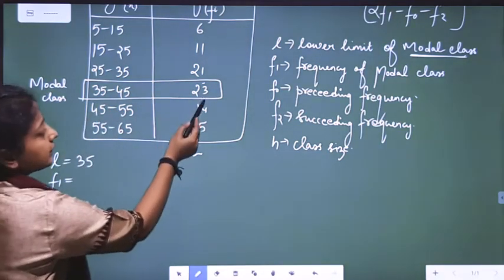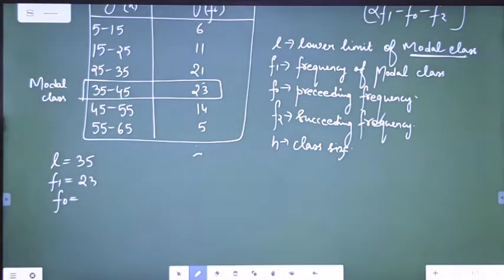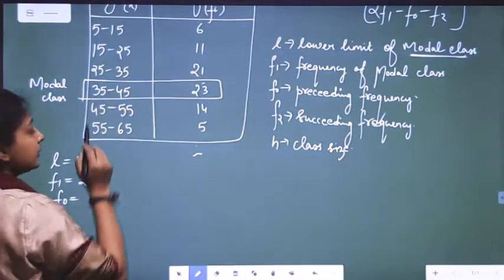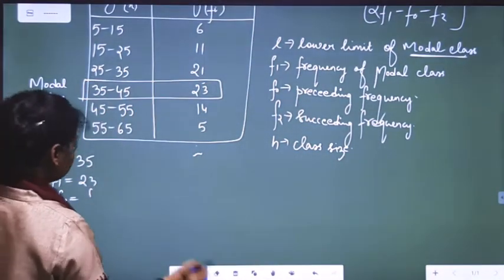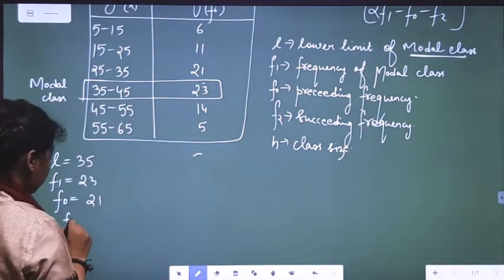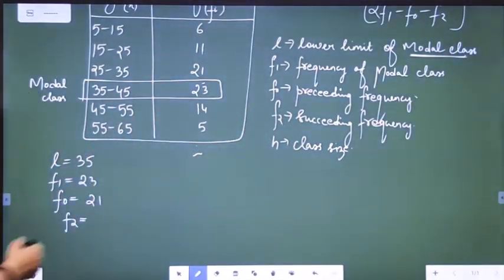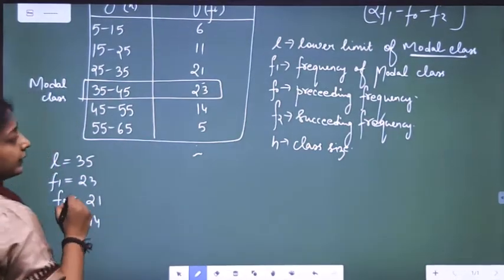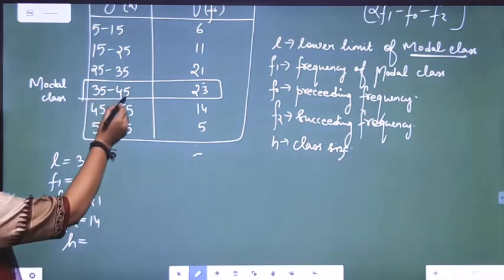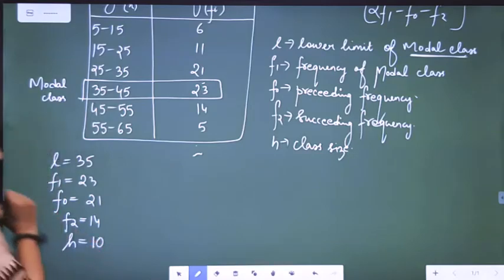Next, F1. F1 is the frequency of the modal class. What is the frequency of this class interval? 23. Then F0 is the preceding frequency, that means the frequency just above this 23. So the frequency just above this is 21, and F2 is the succeeding frequency, that means the frequency just below the modal class. So this is 14. Next we have H. H is the class size. See, class size 35 to 45. What is the gap here? The gap is of 10. So H equals 10 here.